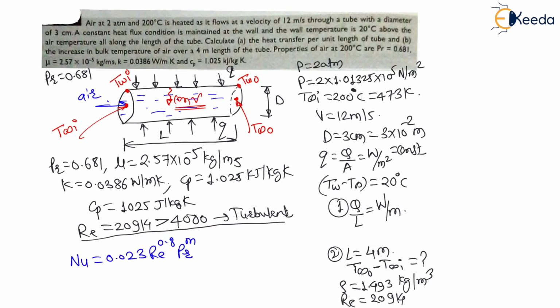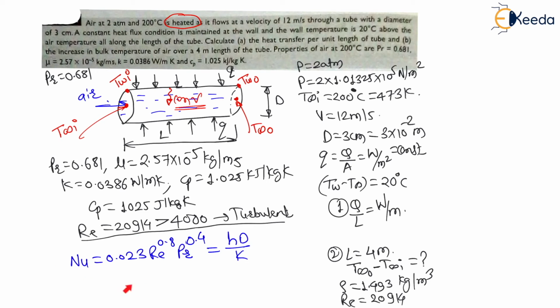Here it is written, right? See, first statement, air at 2 atmosphere and 200 degrees Celsius is heated. This air is heated. As it is heating of air in the question, therefore this m will be 0.4, right? Therefore, for heating of air, we can write here m as 0.4. And this Nusselt number is nothing but, in terms of convective heat transfer coefficient, it is hd divided by k. For flow through pipe, we have to consider characteristic dimension as diameter of the pipe. So hd divided by k.